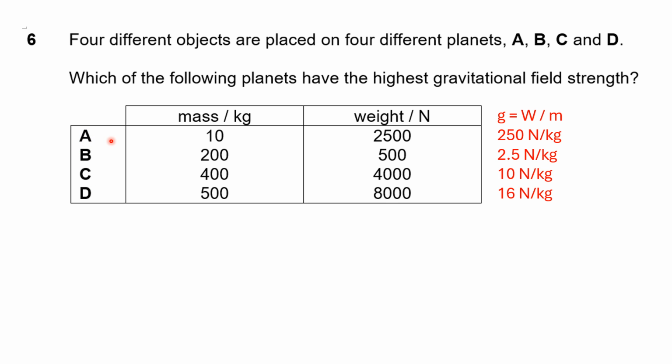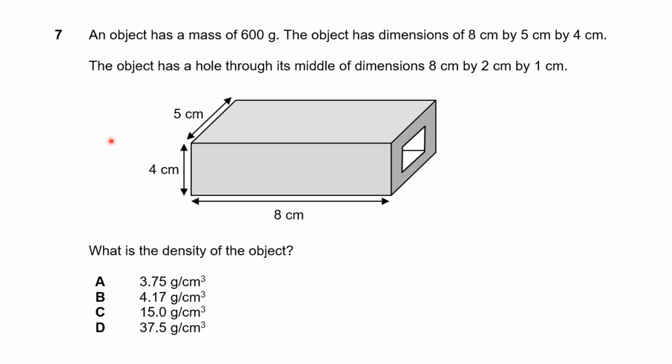Question 7. This object has a mass of 600 grams and certain dimensions with a hole through the middle. The question asks for the density of the object. So what we need is the formula for density, and that is rho equals m over V, mass divided by volume. Doing the quick calculations of the volume, which I will not go through here, you should get that volume equals 144 cm cubed. So dividing 600 grams by 144 cm cubed would get you B, 4.17 grams per cm cubed.